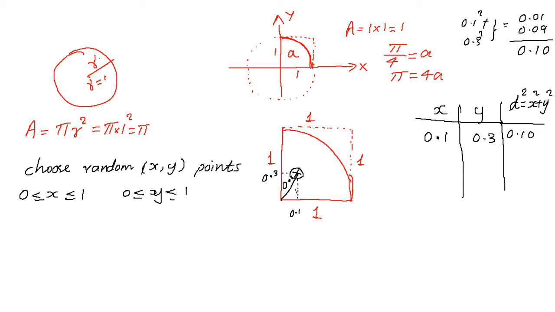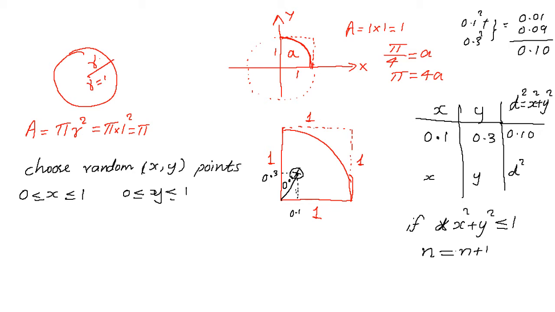So this way I consider a point x, then y, then I calculate the distance square d square, and I check whether this is less than or equal to 1. If x square plus y square is less than or equal to 1, I count it as 1. That means I increment the n value to n plus 1. And if this condition fails, I just ignore that point.